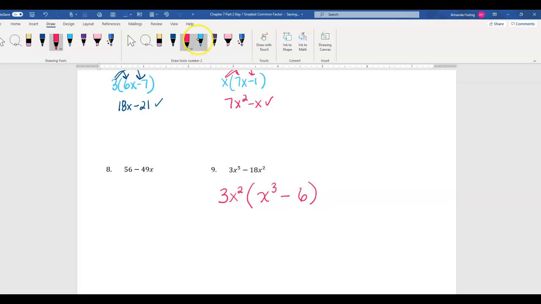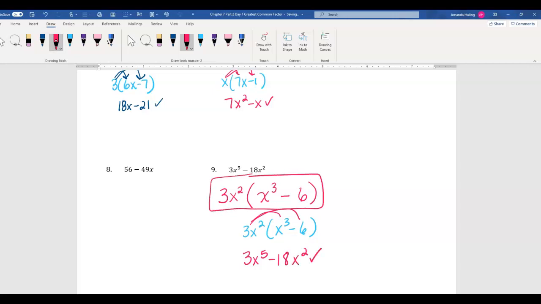So let's re-multiply that back out and make sure that it is accurate. 3x squared times x cubed is 3x to the 5th, and 3x squared times negative 6 is negative 18x squared. So yay, we win. This is factored form. 3x squared times x cubed minus 6.